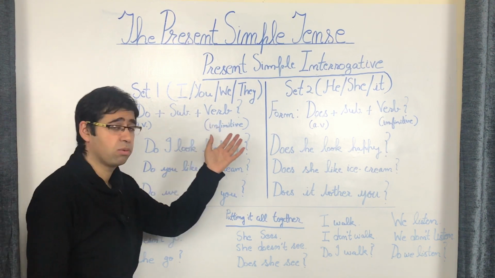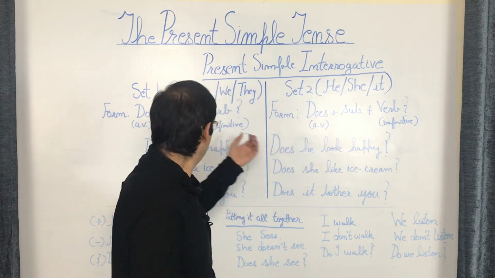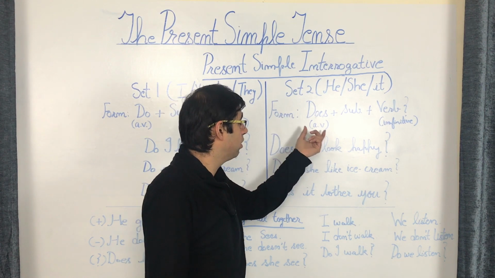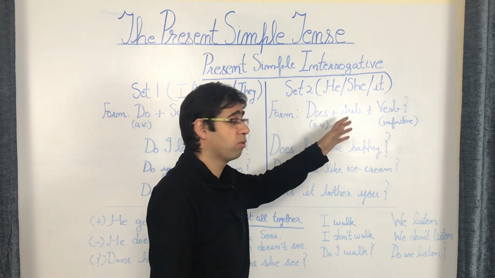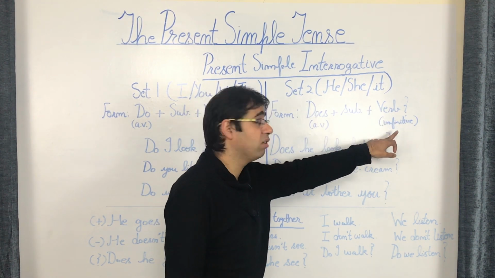Now let's compare that with set 2. The same thing occurs over here as it did in the negative. The do gets replaced by the does. So you have the auxiliary verb does starting the sentence for set 2, followed by the subject, and over here also ending finally in the main verb in the infinitive form.